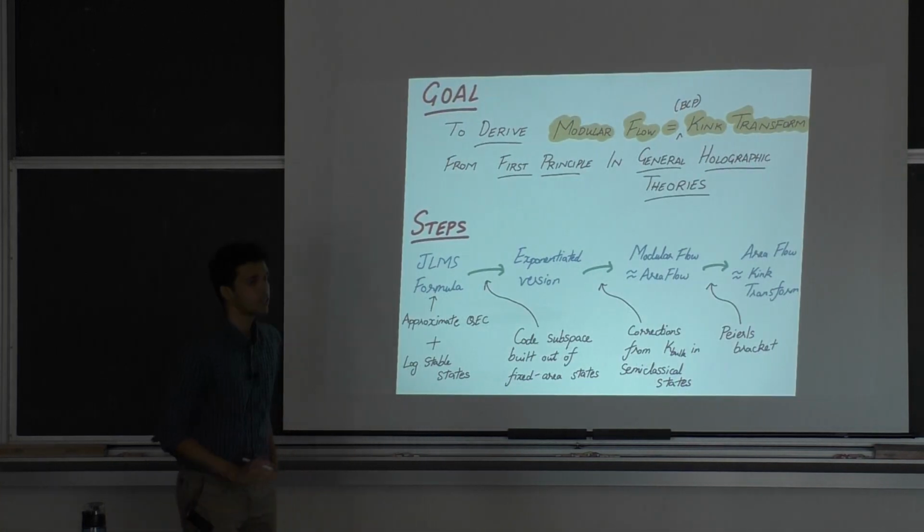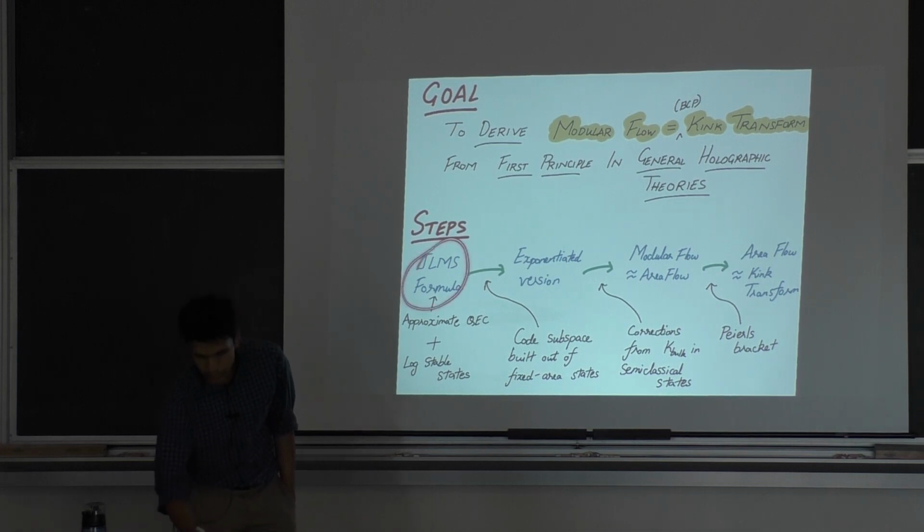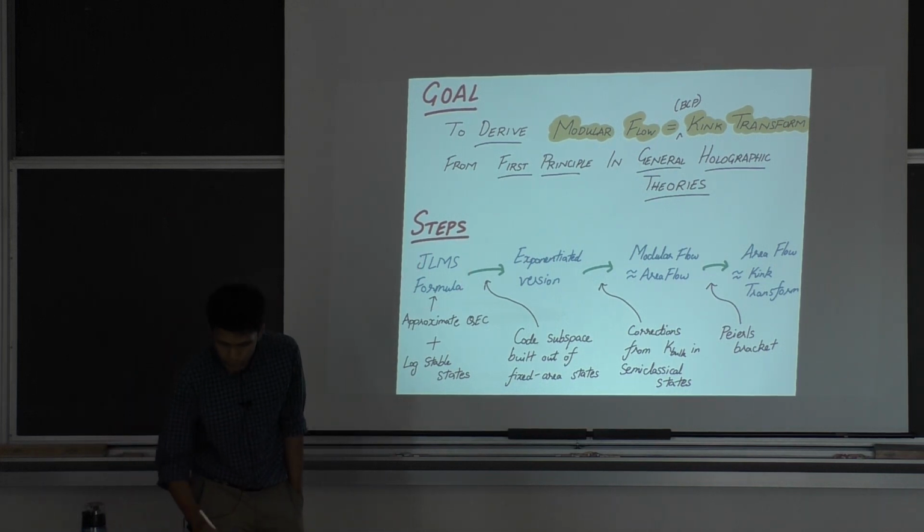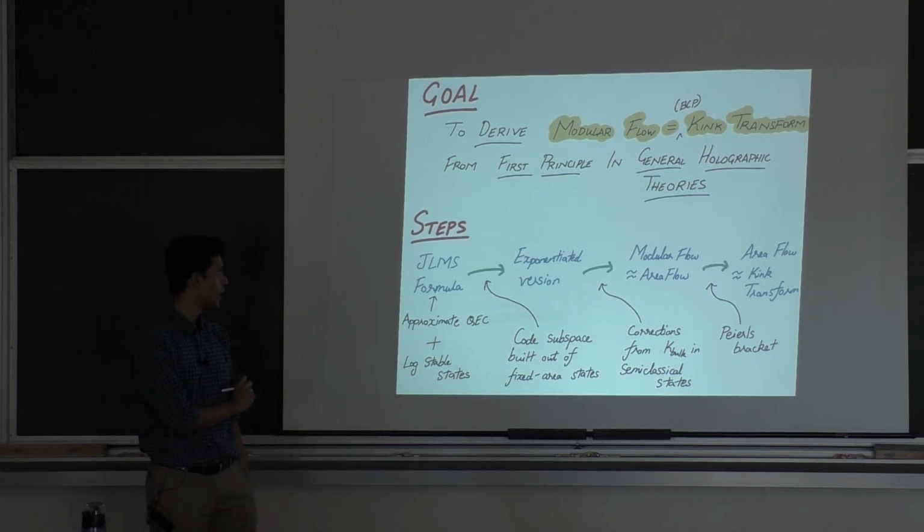So let me just outline the steps that go into trying to prove this. As expected, we start from the JLMS formula because we need the modular Hamiltonian. But since we're going away from just exact quantum error correcting codes, we're thinking about approximate quantum error correcting codes here. We actually realized that there were some subtleties with understanding the JLMS formula in this operator version. And we'll actually have to restrict to a particular class of states that we call log stable states. So I'll tell you a little bit more about that.